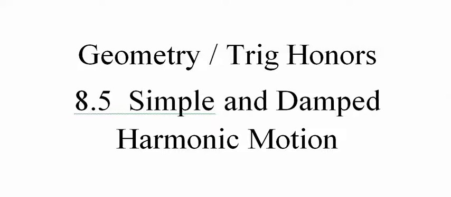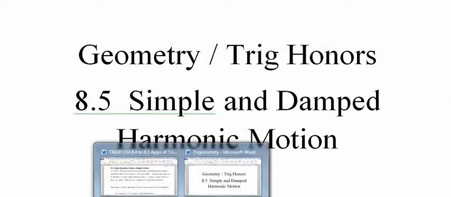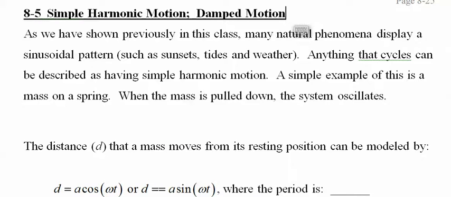Geo Trig Honors, Lesson 8.5, Simple and Damped Harmonic Motion. So, a lot of writing here. Harmonic motion is anything that bounces back and forth or anything that cycles.